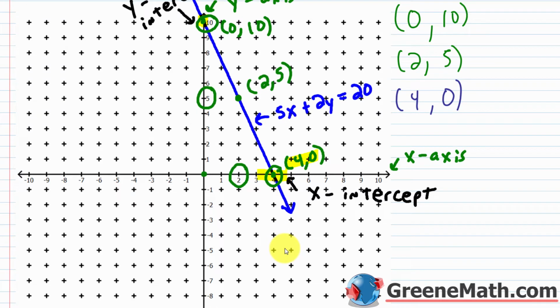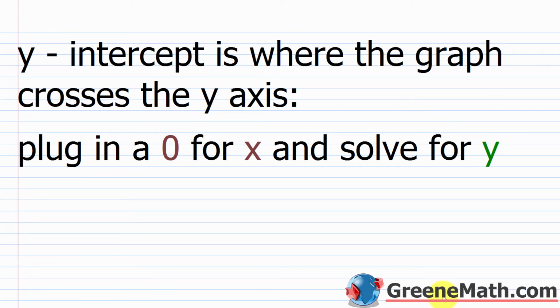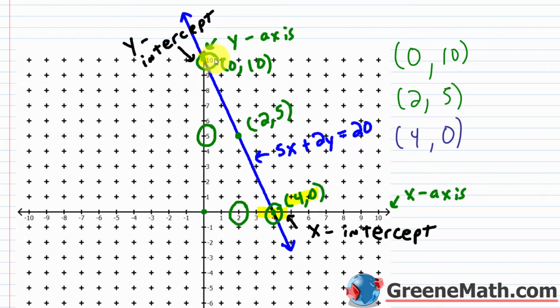The second thing would be for the y-intercept, again, where the graph crosses the y-axis, you'd plug in a 0 for x and solve for y. Again, looking at this, we see that at the y-intercept, the x location is 0. You can even see it right there, x location of 0. At the x-intercept, the y location is 0. So that's how we find these things. If I want the x-intercept, plug in a 0 for y, solve for x. If I want the y-intercept, plug in a 0 for x, solve for y.